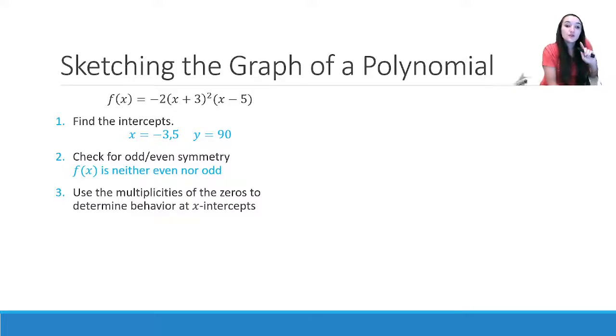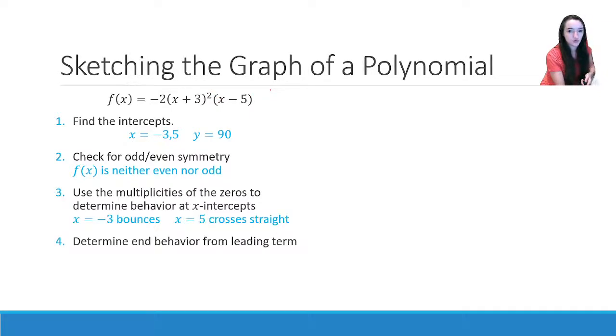Now use the multiplicities of the zeros you already found to determine the behavior at the x-intercepts. So we have x equals negative 3. The multiplicity here is 2. Multiplicity 2 means it bounces, whereas for x equals 5, the multiplicity is 1, so it crosses through. Those are our two options, or our two answers: crosses straight through, or bounces.